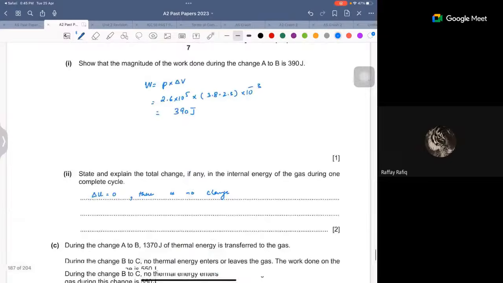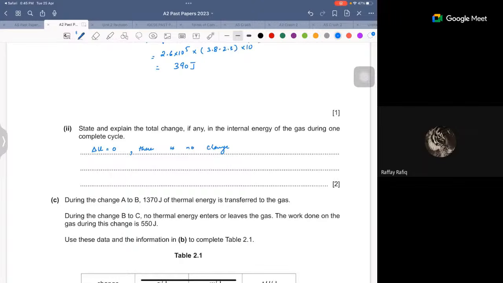Okay, so I would say that if the gas returns to the same point, the change in temperature is also zero, and that is why the change in internal energy is zero, because internal energy depends on 3/2 nk delta T. That's why. Is it clear, everyone?